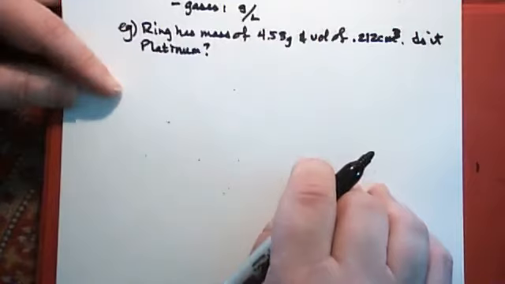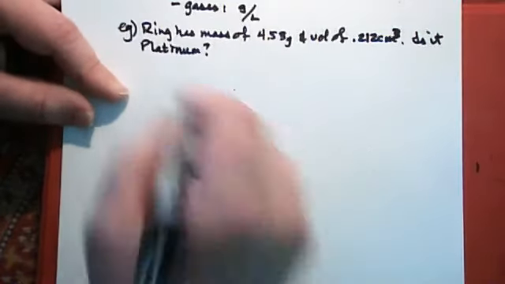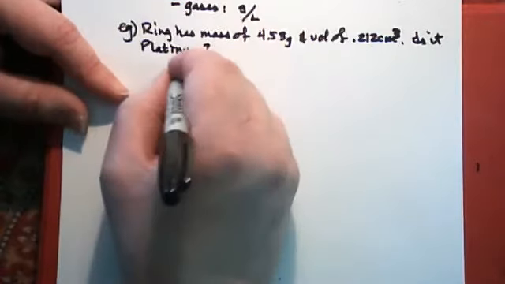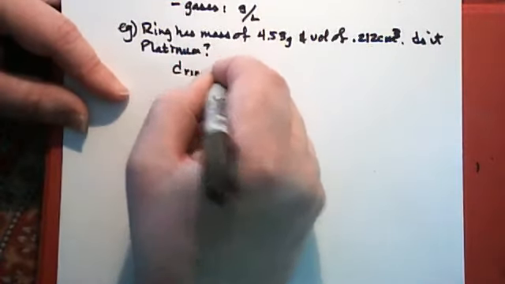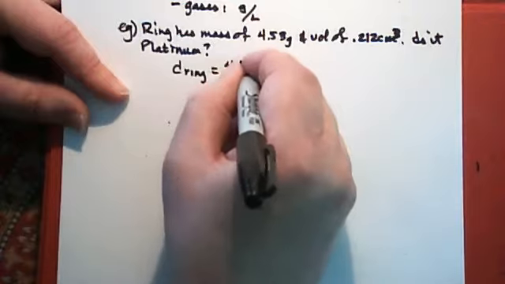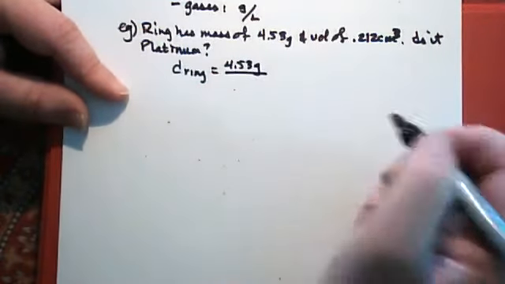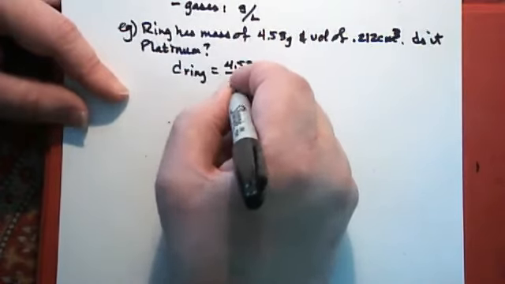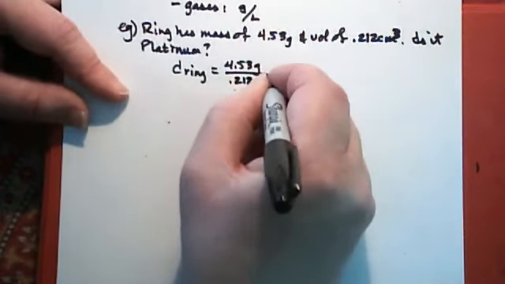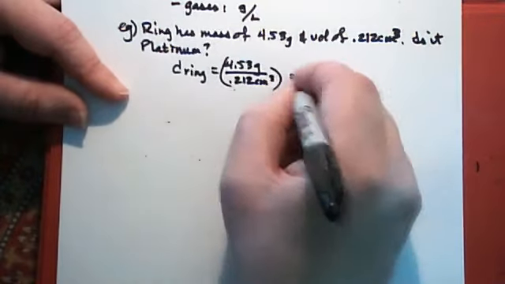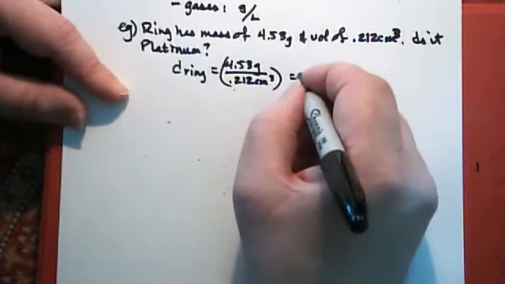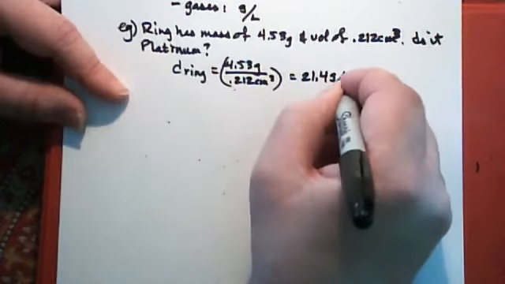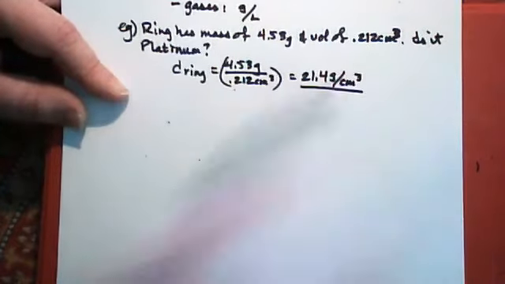And the question is, is it platinum? Well, what you can do is find the density of this ring and compare it to the density of platinum. You've got the mass, 4.53 grams. We've got the volume in cubic centimeters, and that's the customary unit for solids. So you should be fine just finding the density this way.